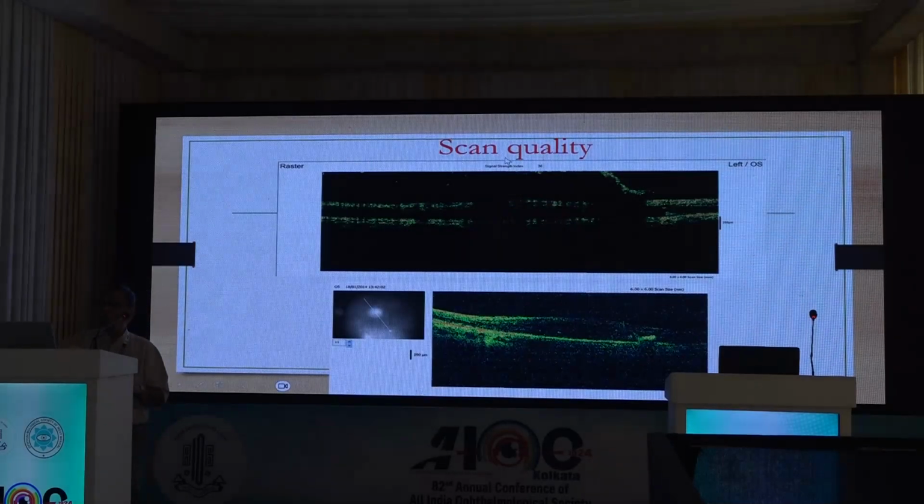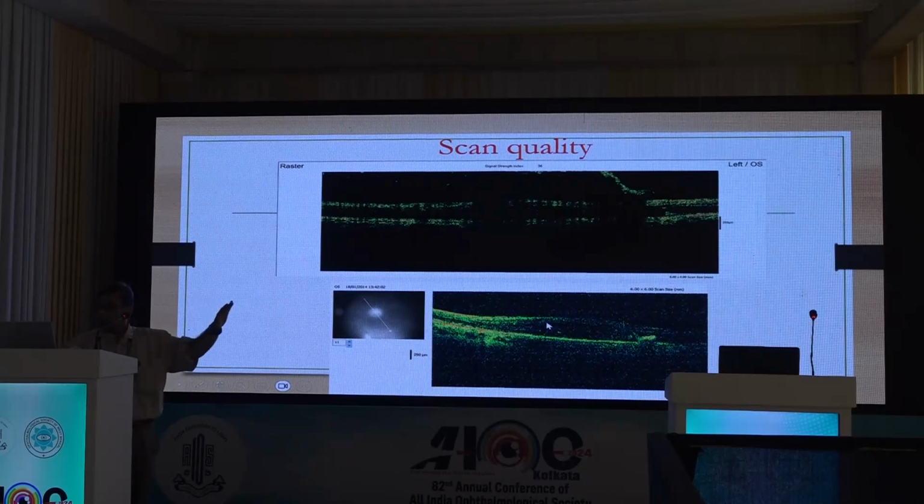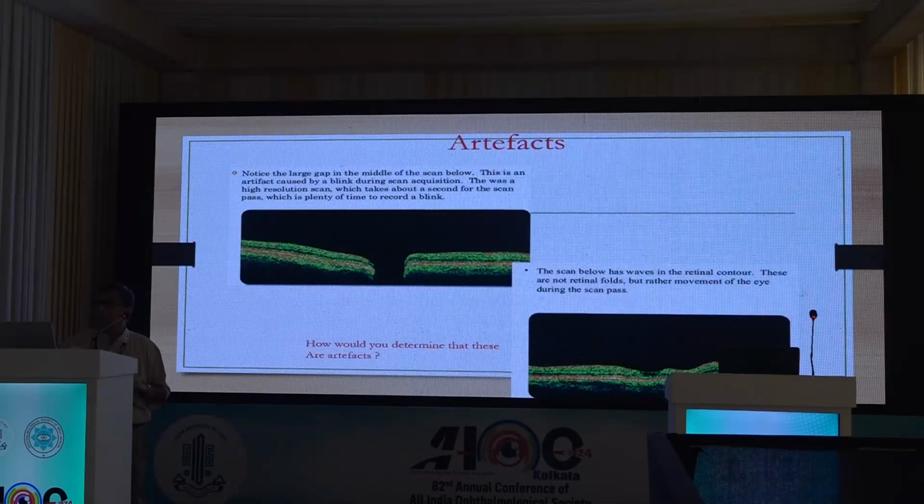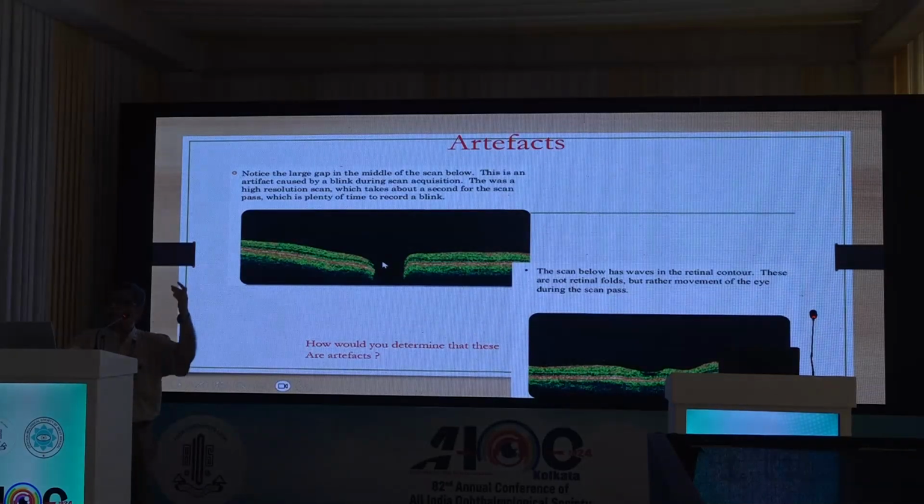For example, this is not a good scan quality. This again, because of some opacity, you're not getting a good scan quality, but it's good. Supposing, for example, you have an advanced cataract, at least this tells you, no, this is not a normal retina, there is some macular edema. So if it was a diabetic, it tells you, look, it's not just a normal retina, but it's seen hazily. This is an area where, because of a blink, a particular area is not seen. Now, if this was the area where you suspect your lesion, you have to repeat the scan.